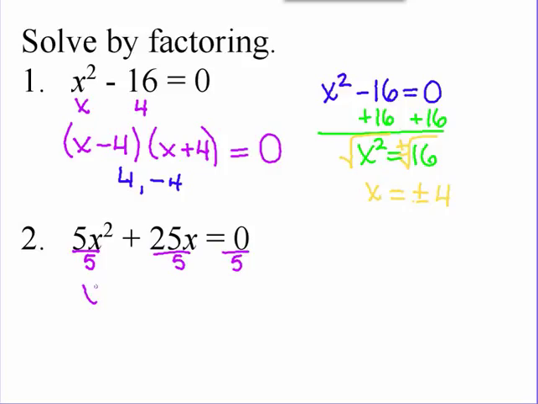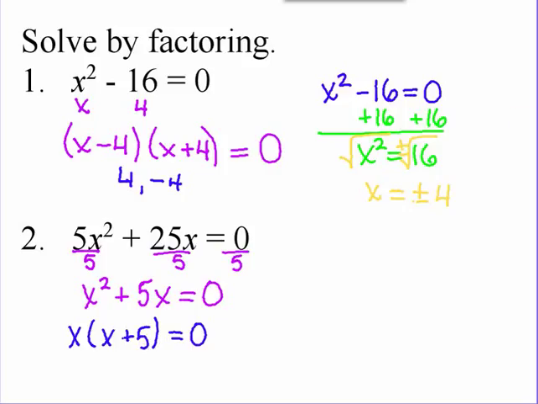So if I divide by 5, I get x squared plus 5x equals 0. What can you do now? Take out an x. That's right. Don't divide by x, but take an x out. Now when I take an x out, what do I get? X plus 5. Yep. X times x plus 5.